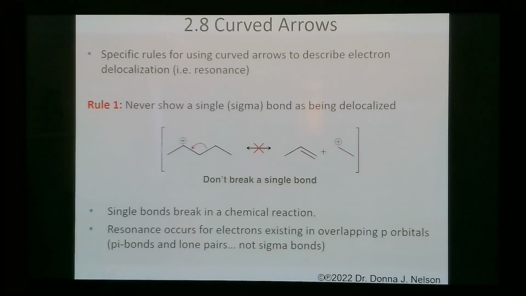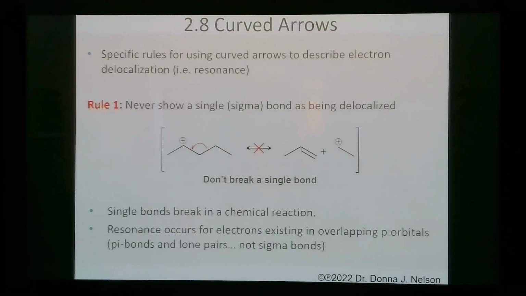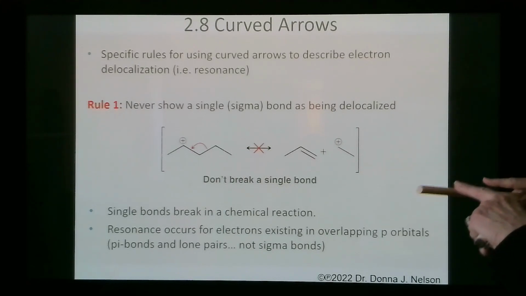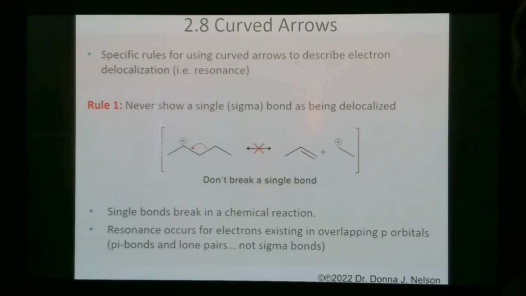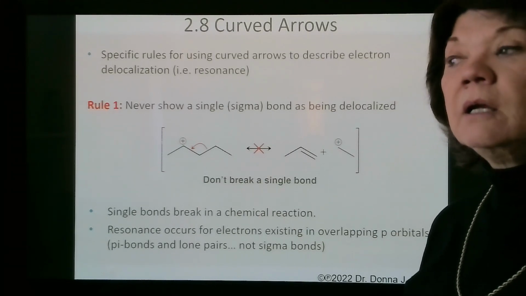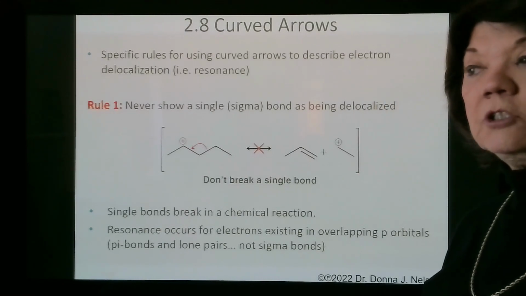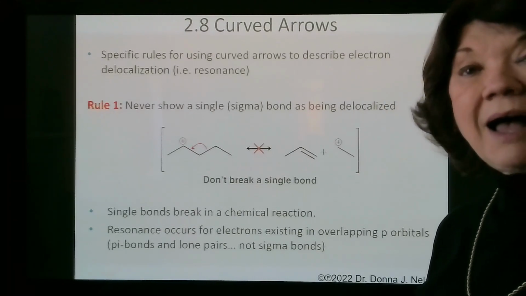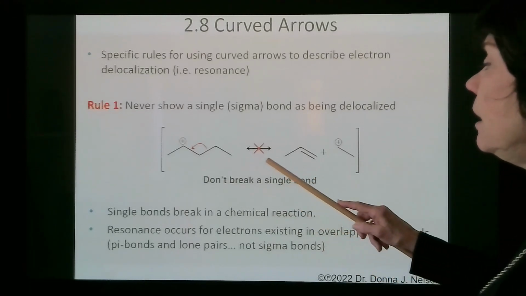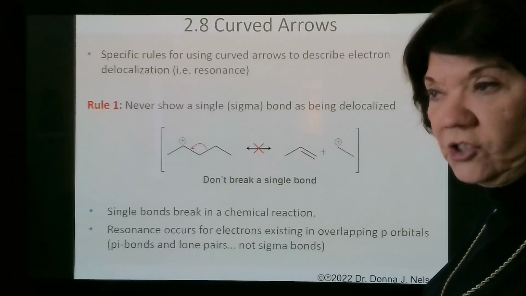So there are specific rules for using these curved arrows. The curved arrows are used to depict electron delocalization. Here in this case, we're discussing resonance. Later, we'll use the curved arrows to depict bonds being broken, sigma bonds being broken. But right now, we're only discussing resonance, and resonance is part of the pi system. And so here, this sigma bond is not part of the pi system.